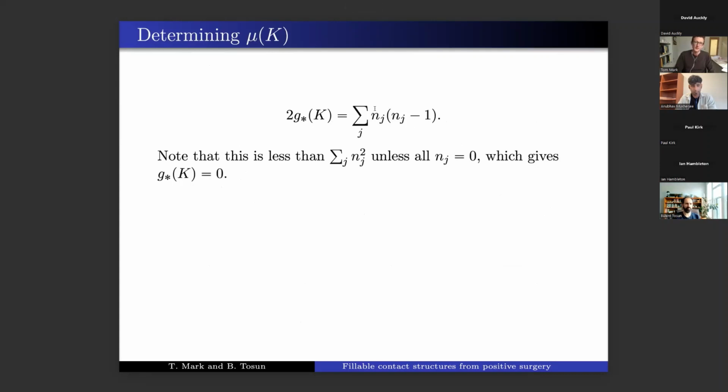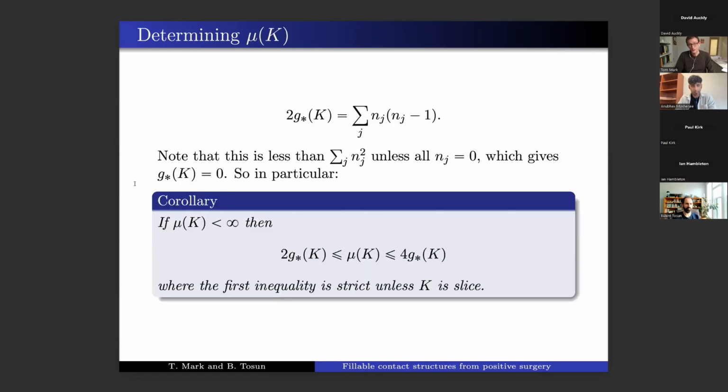Maybe one observation is that this number is obviously less than the sum of the squares, unless it happens that all the n's are 0, which is not super interesting because then you're slice in the four-ball. You didn't need any blow-ups at all. And so then the four-ball genus is 0.